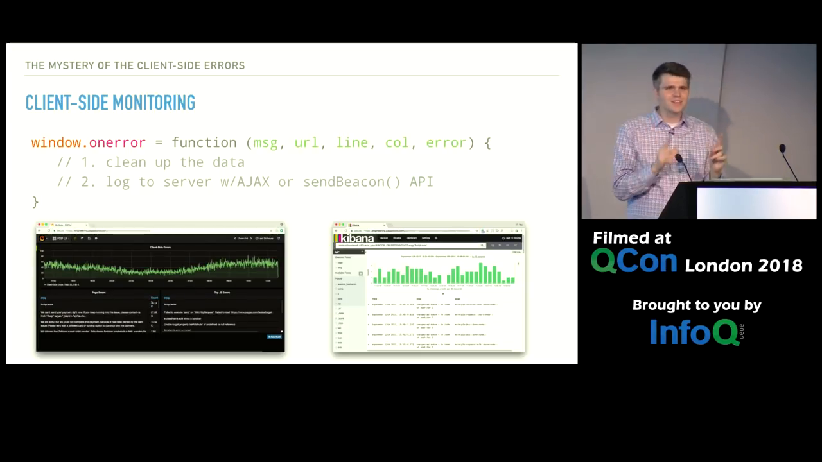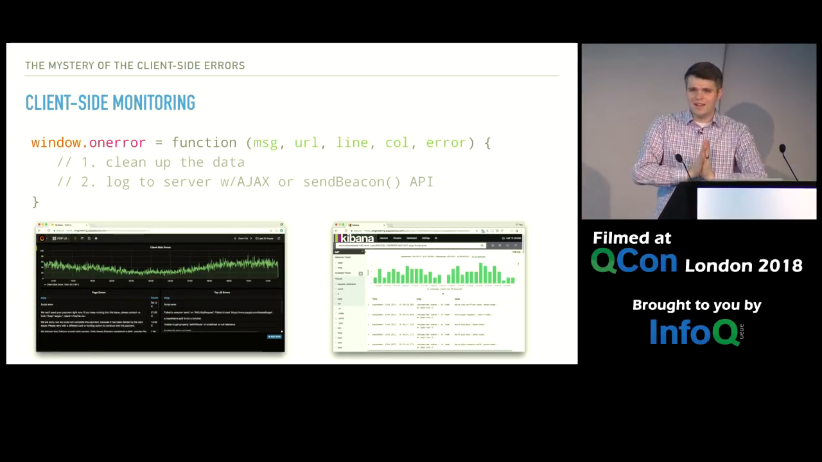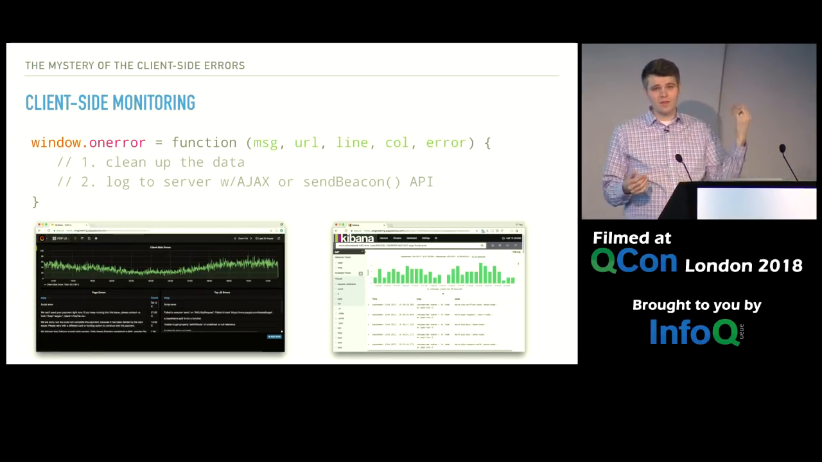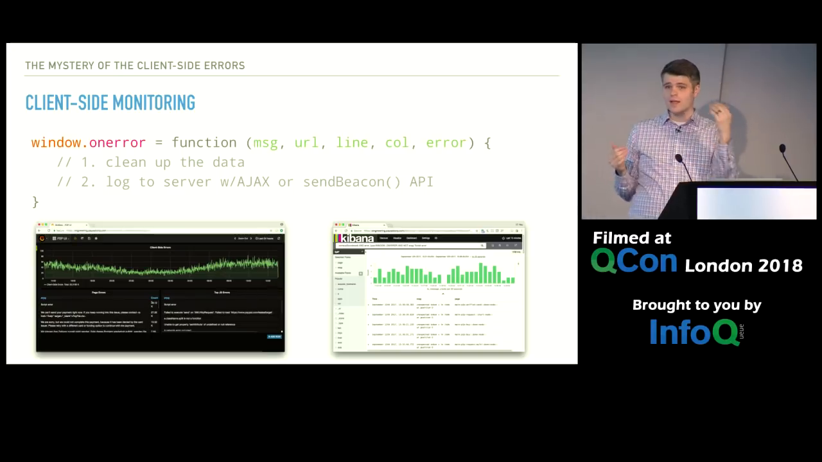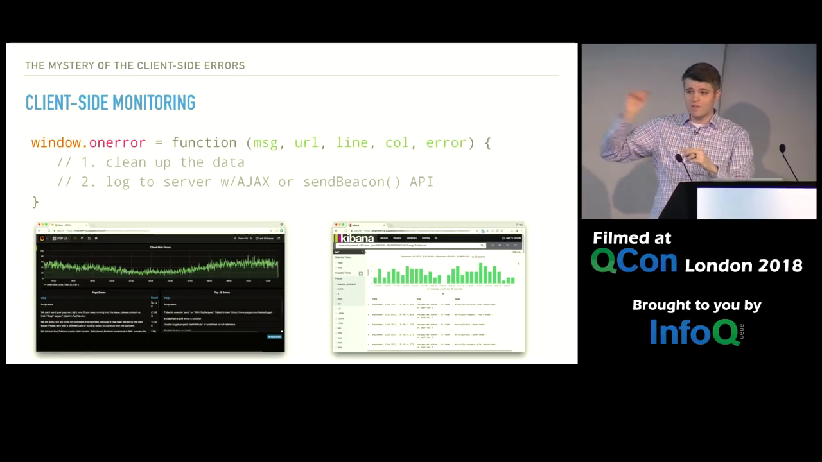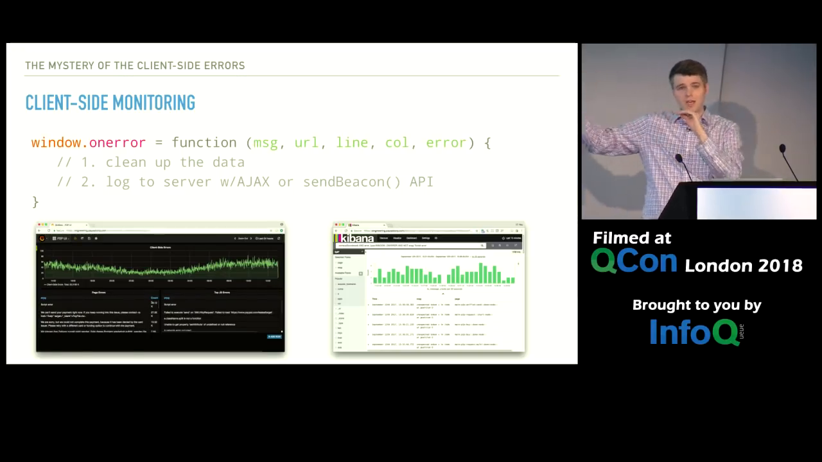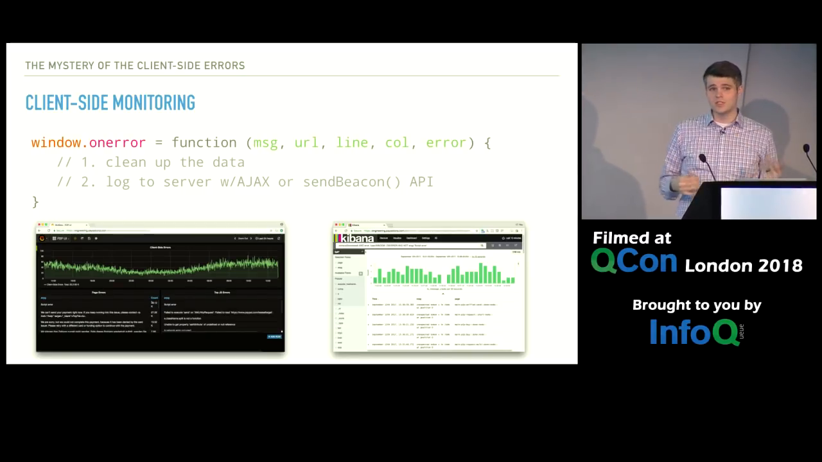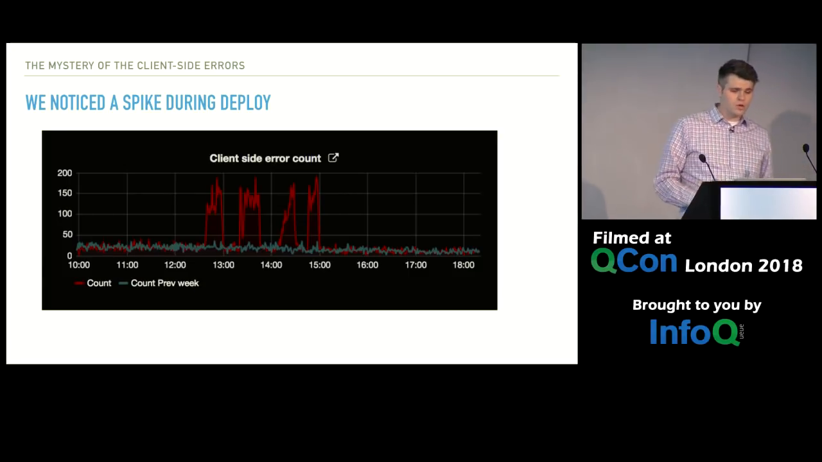So this is the mystery part. Okay, so we added client-side monitoring on our team. We figured out there's some tricks to it, by the way. If you want to get it to work and your code's on a CDN, you have to use CORS on your script tags for it to be able to read the stack traces. There's some funky stuff.